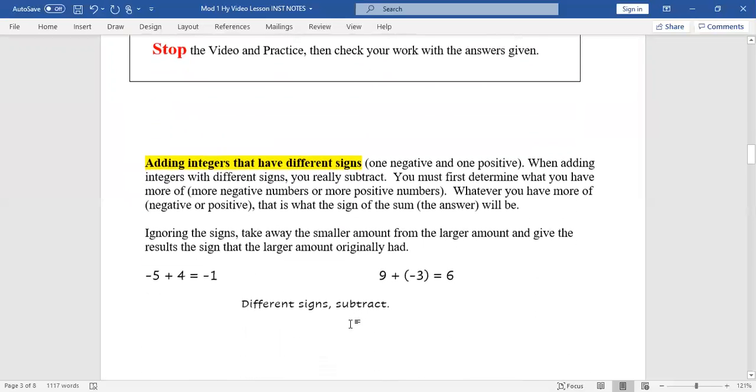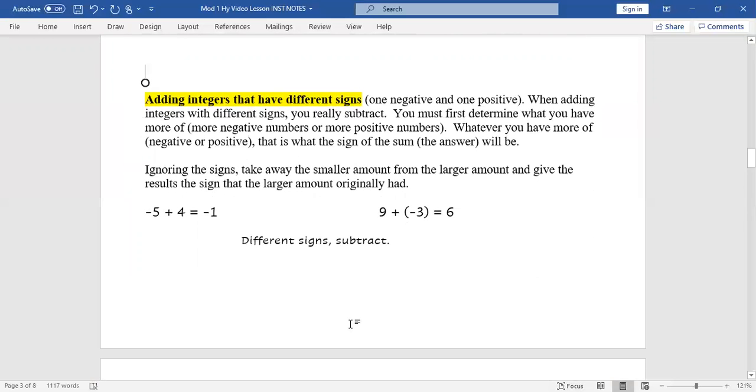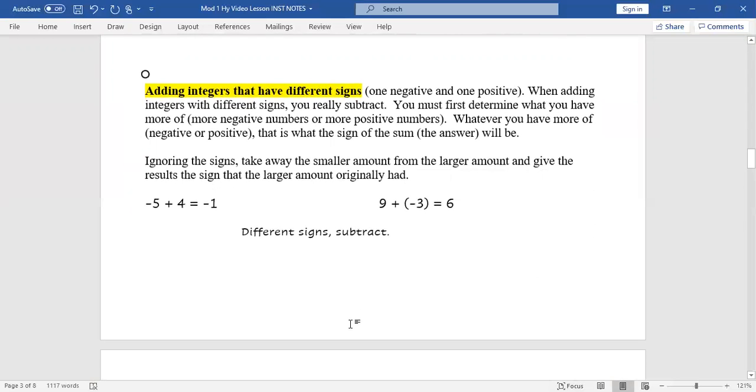Our next aspect of adding integers that we need to consider is when they have different signs. When integers have different signs and you're adding them, you're really subtracting them to get the answer. What I like to do is consider what I have more of. Do I have more negatives or do I have more positives? After I've determined what I have more of, I subtract the numbers and I give it the sign of what I had more of.